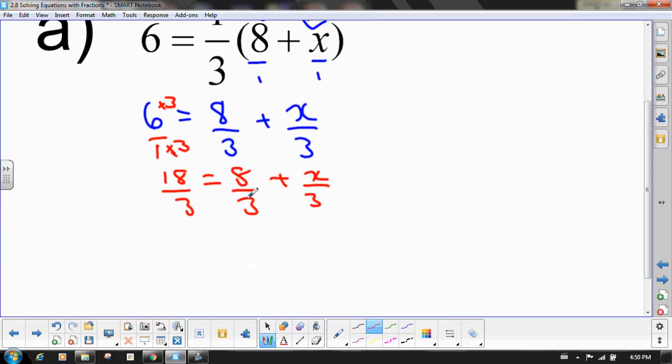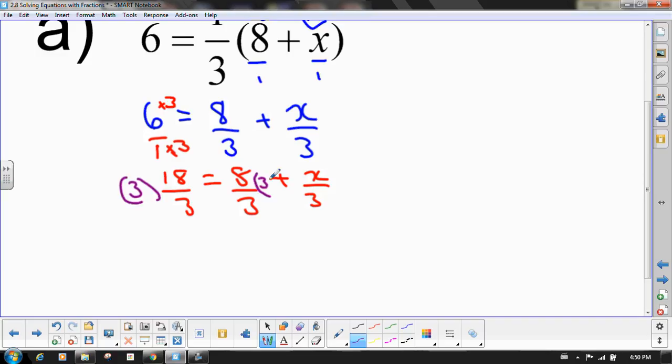Every single one of those terms has 3 as a denominator. I don't want that 3 to be there. So to get rid of the 3, what is the opposite of dividing? You already told me, multiplying. So I'm going to multiply everything by 3.